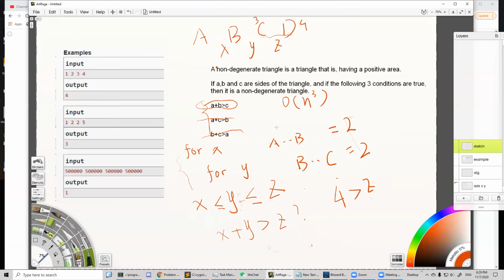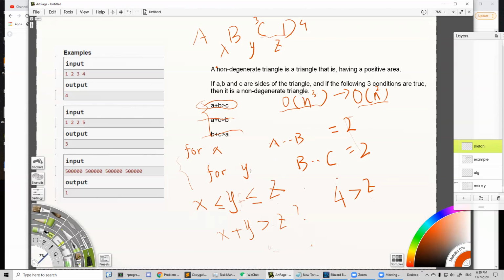That's how we reduce the time complexity from n cubed to n squared, right? So that's our first way of optimization, but still, it's not good enough, right? How do we make it even faster?